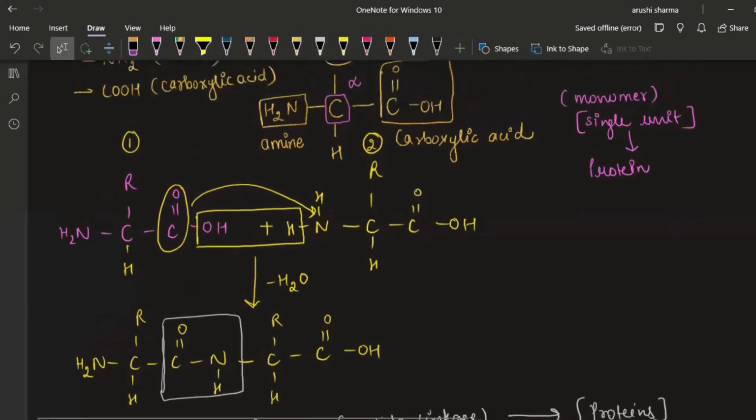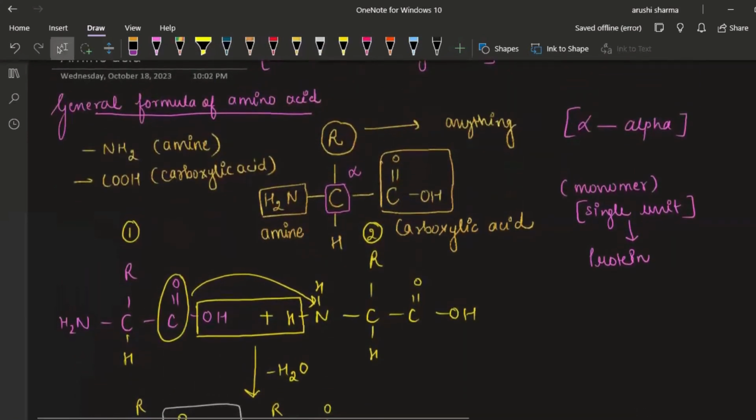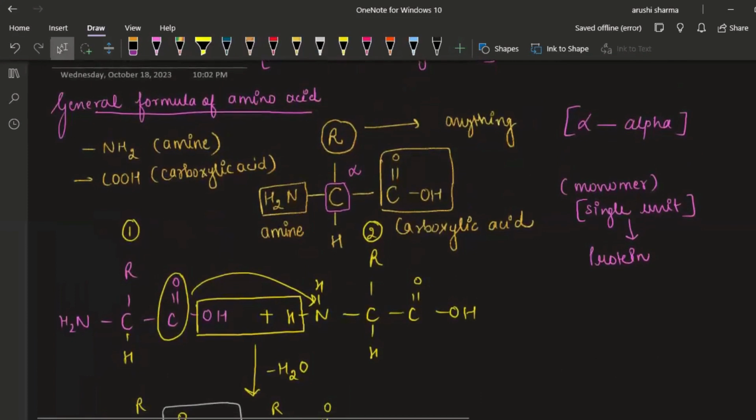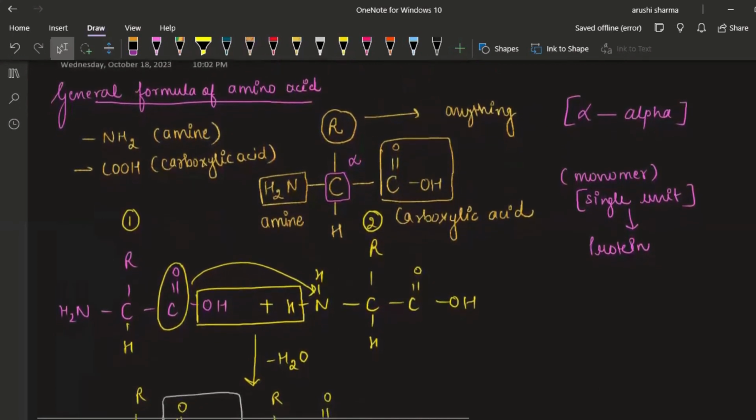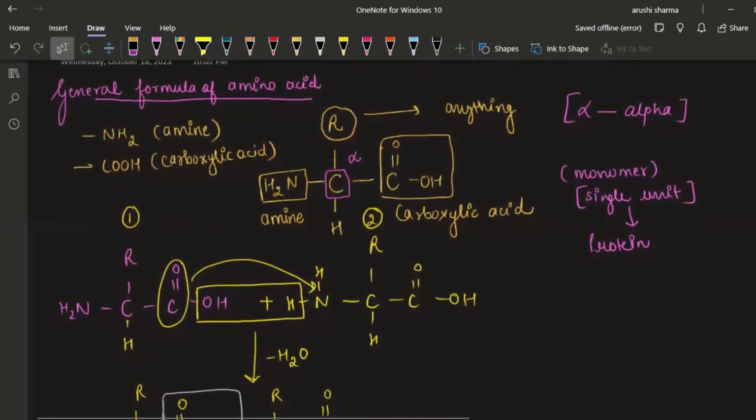So what we are trying to understand is the general formula of an amino acid right now: a carbon connected to two particular groups, that is, the amine group and the carboxylic acid group. R can be anything, which I can teach you in detail in our regular classes, because there you have to see many things. If I start anything right now, it's not going to be fruitful for you. At least you should have some clarity in your mind.